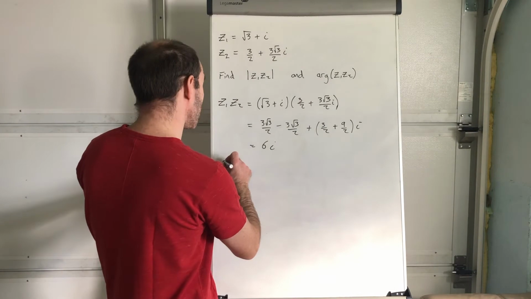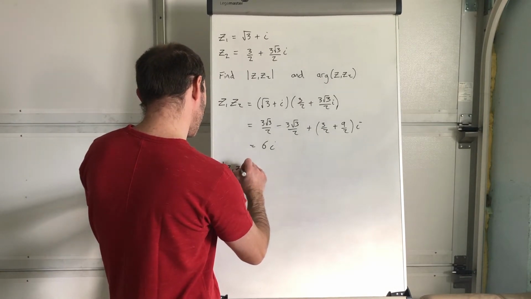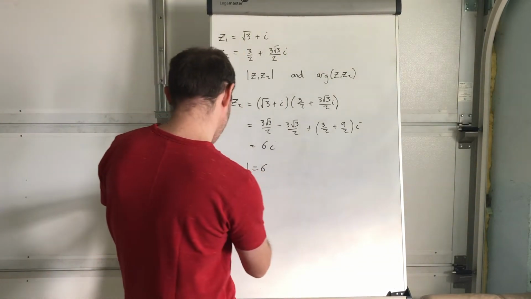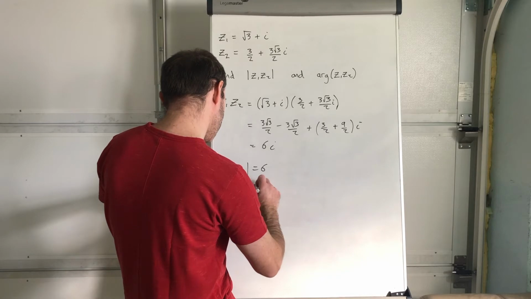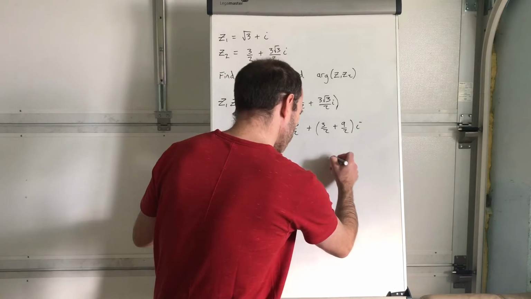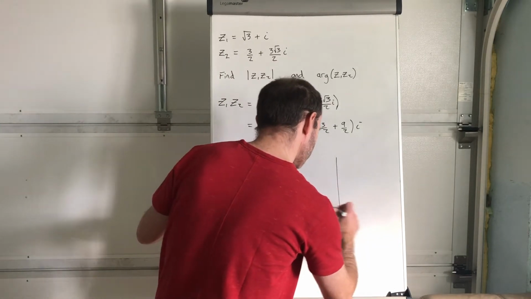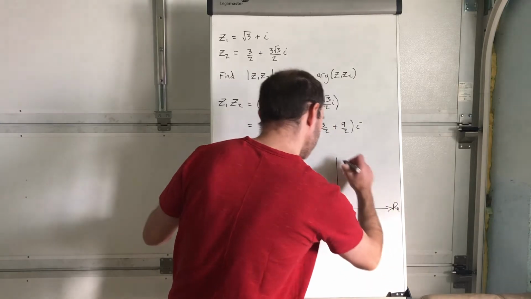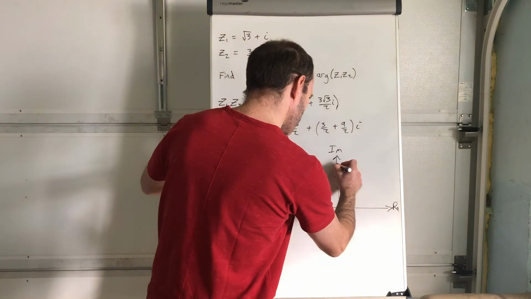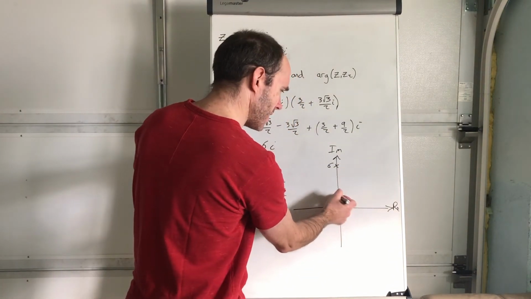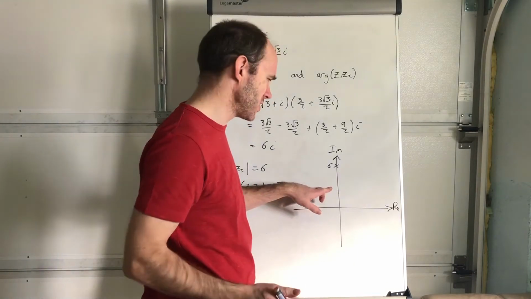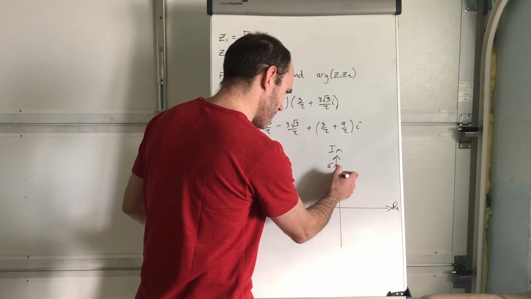Let's write that down. So, mod of z1 z2 is equal to 6, and the argument is just going to be pi over 2, isn't it? So argument of z1 z2 is equal to pi over 2. So, how is it so? Let's just plot this on an Argand diagram, shall we? So, here's my Argand diagram, real axis and imaginary axis. The complex number 6i is just going to be there. So you can see the argument there, 90 degrees, pi over 2 radians. I'm using radians because it's the preferred angle of measure, and obviously a modulus of 6.